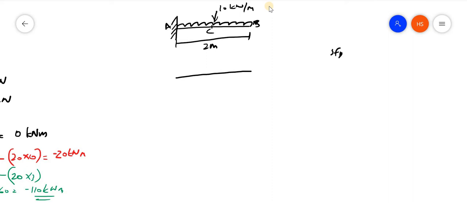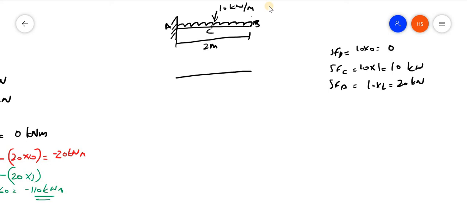Just taking the middle point, you will understand. The shear force at B, at this point it will be 0 because 10 into 0 is 0 kilonewton. Then shear force at C, what will it be? 10 into distance 1 meter, that is 10. Then shear force at A, it is 10 into 2, that is 20 kilonewton. So how can I join? Here it will be 10, here it will be 20. I can join like this. It will be positive only.